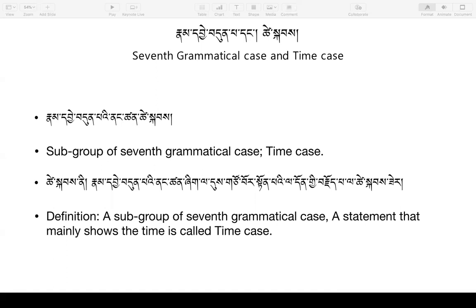So if a statement is particularly showing a time, it may not show the time of an action, but if it's showing a time, in some cases it may show an action that has been done during that time. In some cases, it is a description of the characteristic or description of a period of time. All of these are seventh grammatical case. Sorry, the subgroup of seventh grammatical case, the time case.